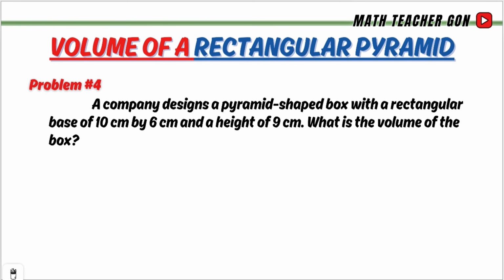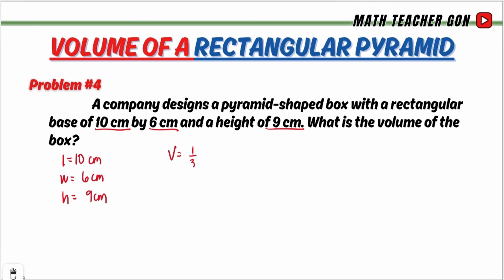Next, let's have problem number 4. A company designs a pyramid-shaped box with a rectangular base of 10 centimeters by 6 centimeters and a height of 9 centimeters. What is the volume of the box? So we have here a pyramid-shaped box, rectangular base. So we have length is equal to 10. W, or the width, is equal to 6. So these are the given, and then the height is 9 centimeters.